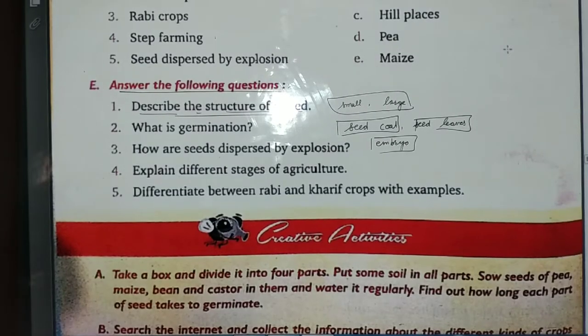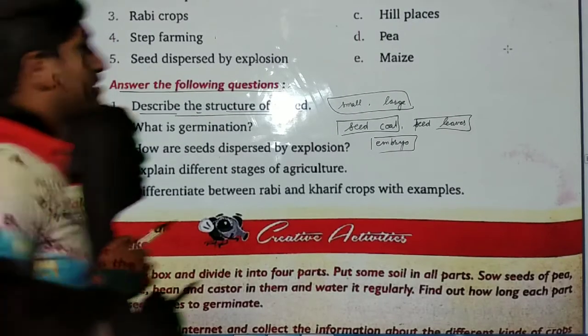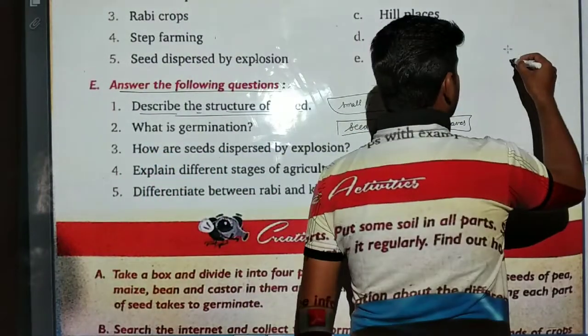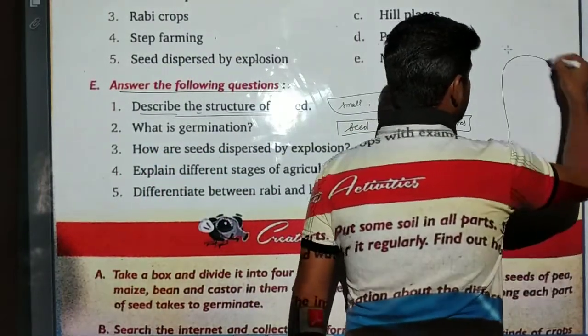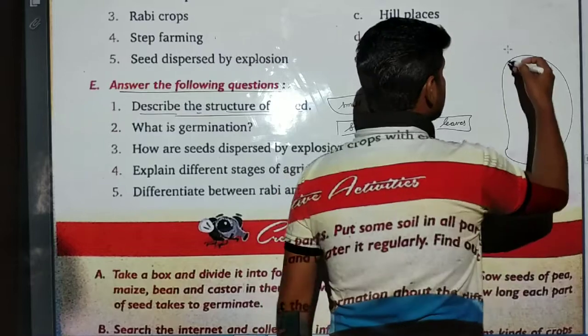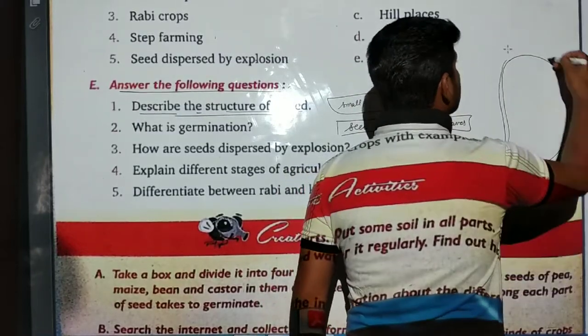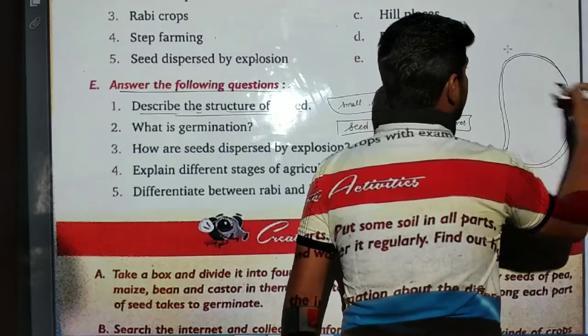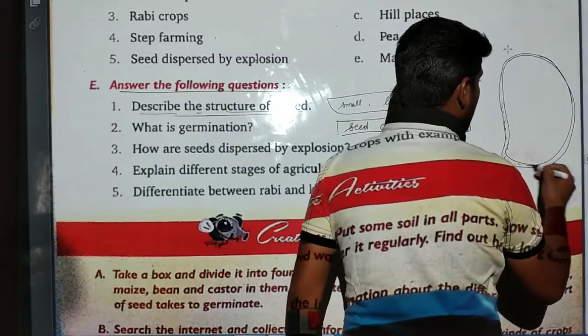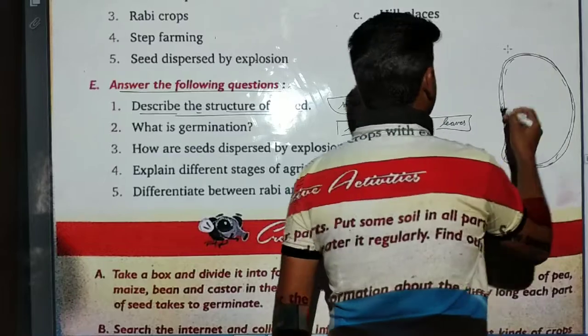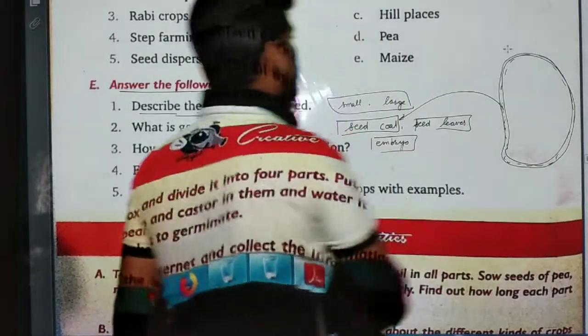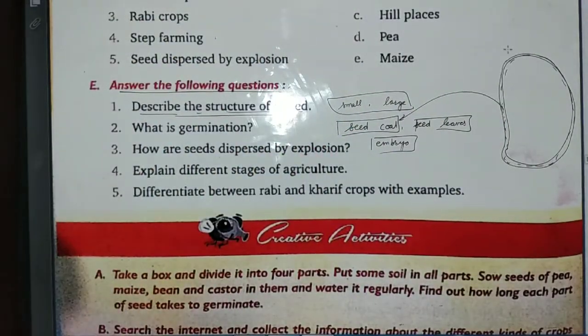So what is seed coat? It is the outer hard covering. Take an example. This is the diagram of this. So this outer hard covering we will call it a seed coat.